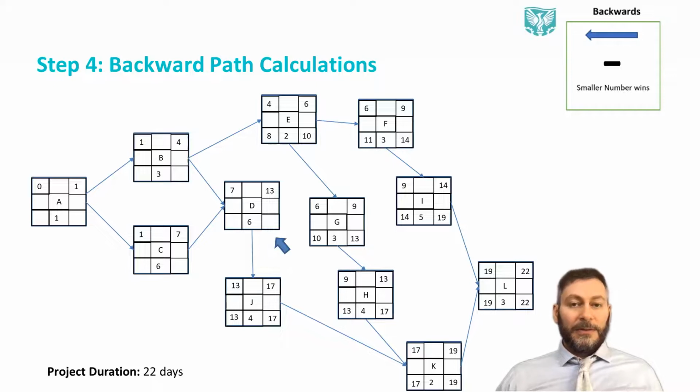We go to the letter D because we're doing it alphabetically. It's getting the number 13. 13 minus 6 is 7. And then we pass it to C. 7 minus 6 is 1.